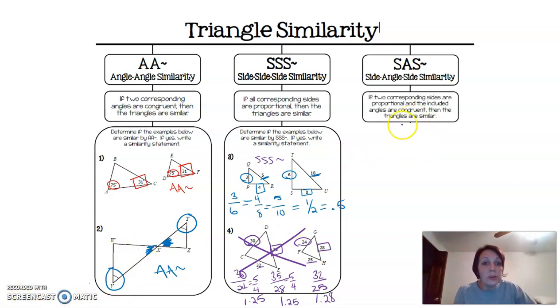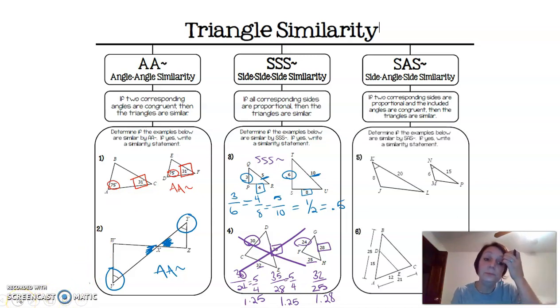Right. So let's write down. Okay, it says two corresponding sides are proportional. So in other words, I have two pairs of sides where the ratios match, and I have the angle in between. I have the included angle. So again, let's look at a couple examples.